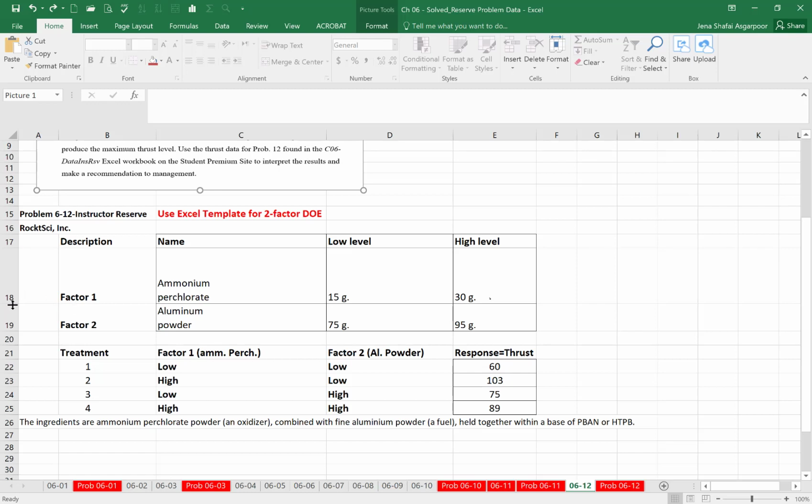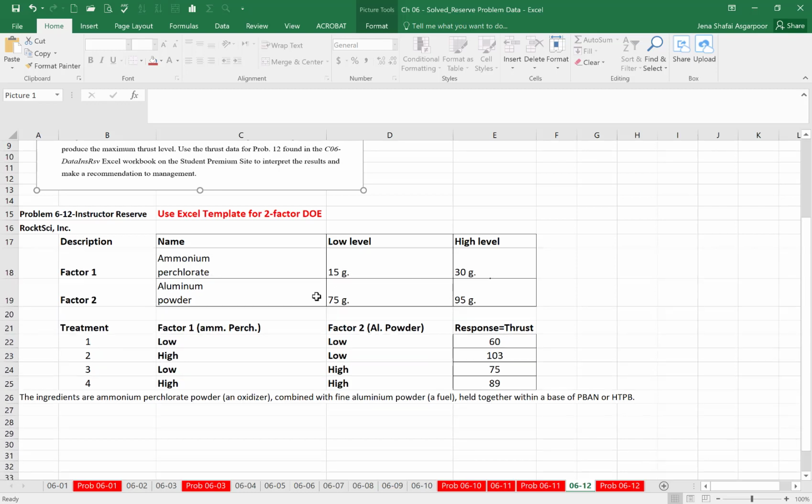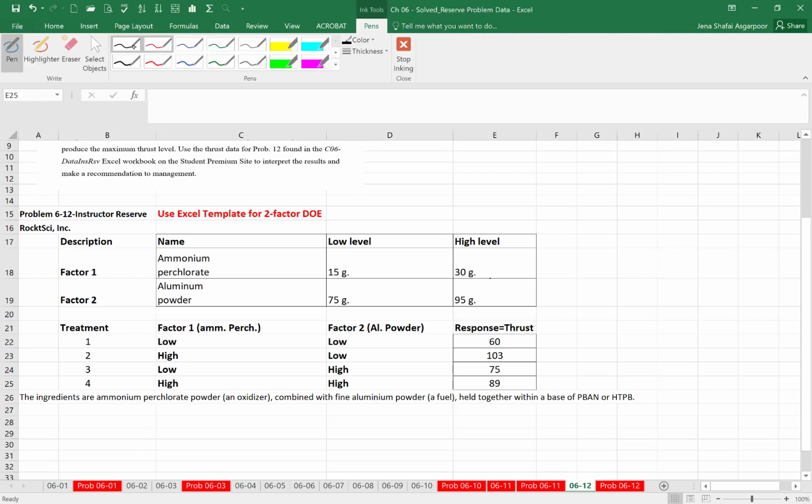So we can see that there are two factors in this problem. Those factors are factor 1, ammonium perchlorate, and factor 2, aluminum powder. Each was set to two different levels to perform the experiment, so low and high. Ammonium perchlorate at low level was 15 grams. At high level, 30 grams of it was used. And similarly for aluminum powder, 75 grams was used as a low level, and 95 grams was used as a high level.